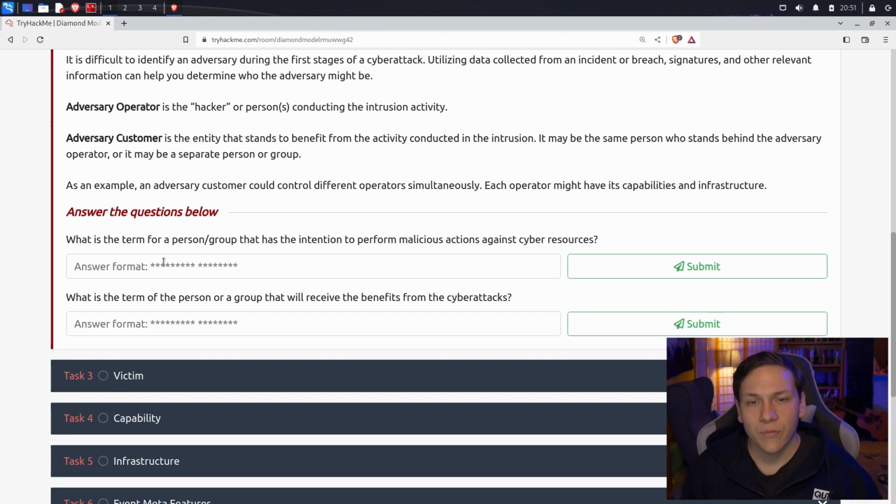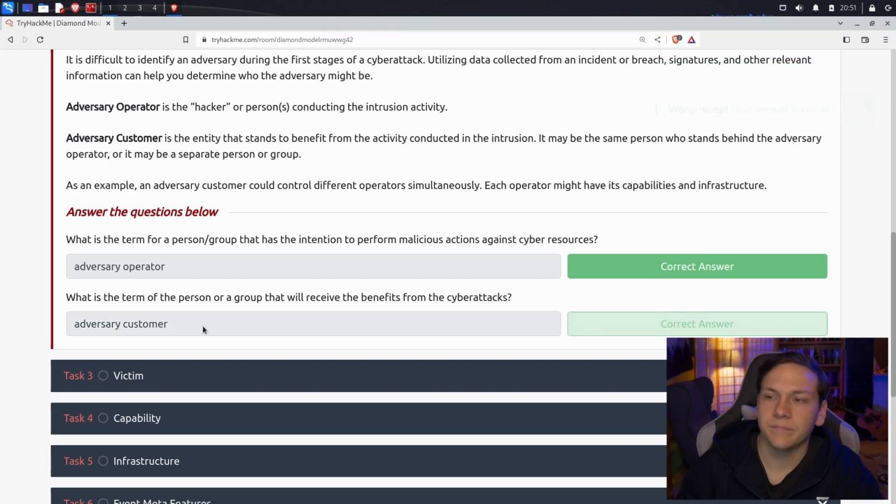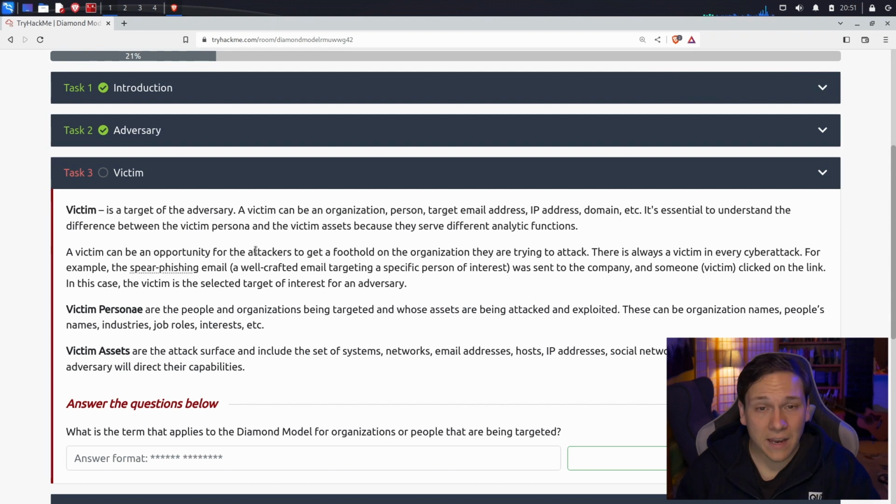What is the term for a person or group that has the intention to perform malicious actions against cyber resources? That is an adversary operator. What is the term for the person or group that will receive the benefits of the cyber attack? Adversary customer. Victim. Victim is a target of the adversary. A victim can be an organization, person, target email address, IP address, domain, etc.